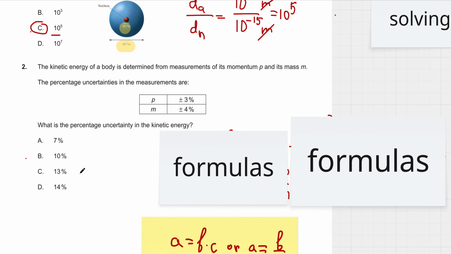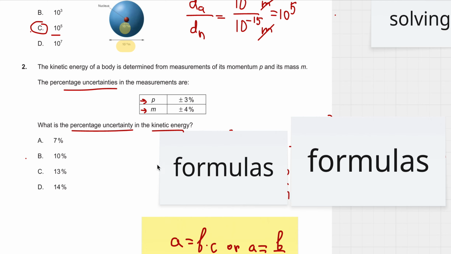The kinetic energy of a body is determined from measurements of its momentum p and its mass m. The percentage uncertainties in the measurements are, so momentum is here and mass is here. Momentum is plus minus 3% and mass is plus minus 4%. What is the percentage uncertainty in the kinetic energy? Okay, what do we do here?